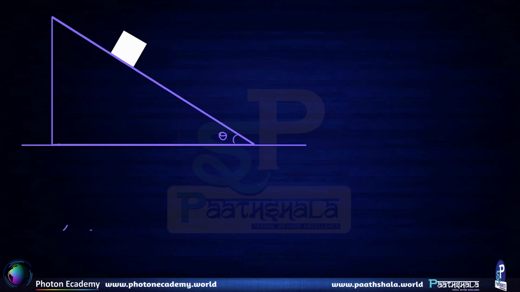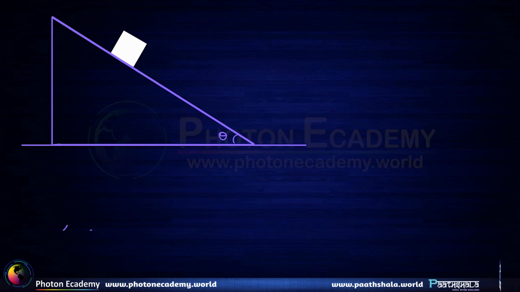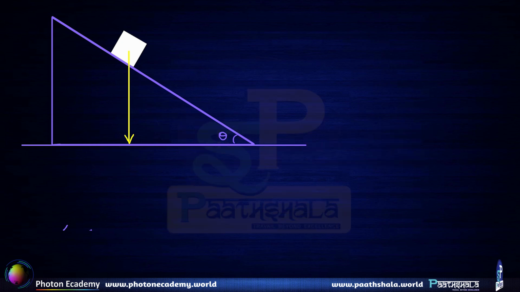Now let us analyze a fixed wedge on which a block of mass m has been kept. Gravity will act in the downward direction as shown. So the force of gravity will have two components. One component will be down the plane. So I am resolving the force of gravity. One component will be down the plane and one component will be perpendicular to the plane.